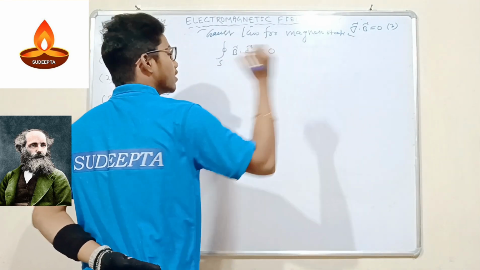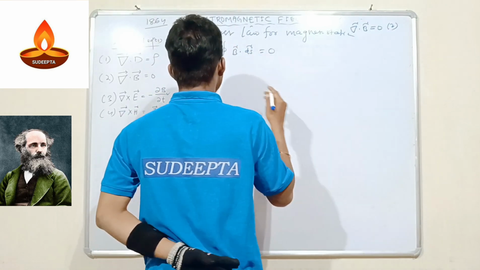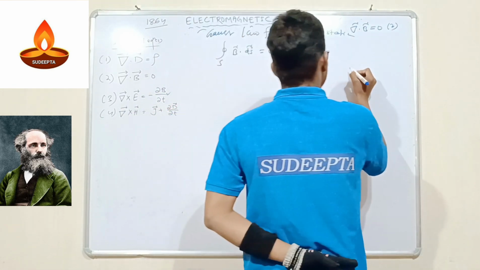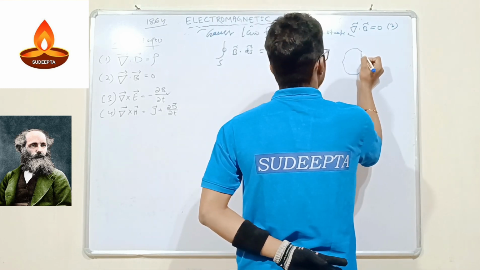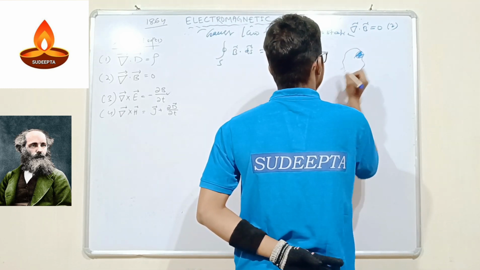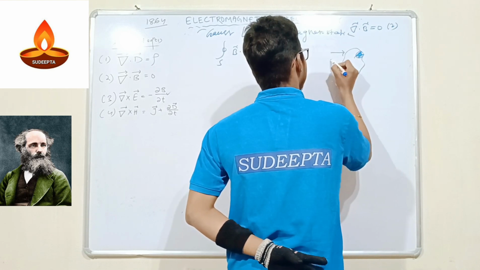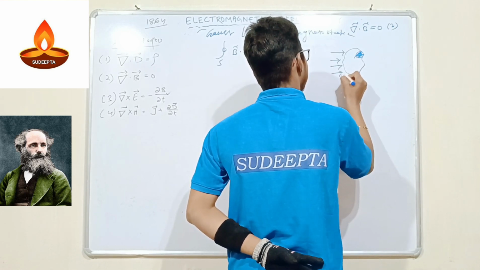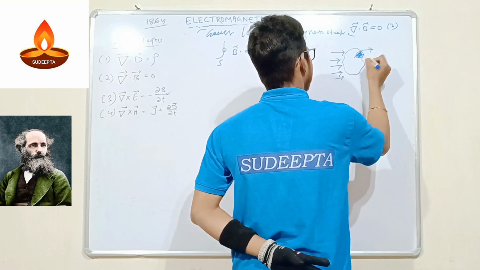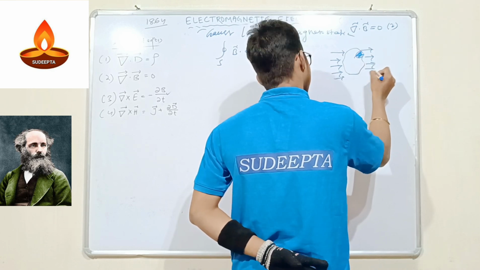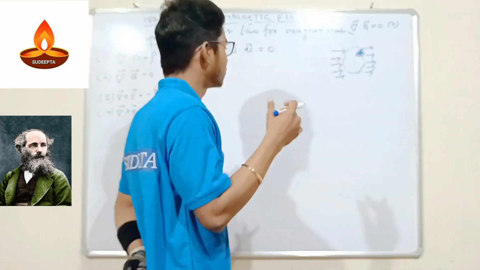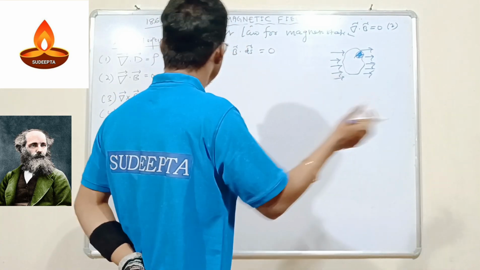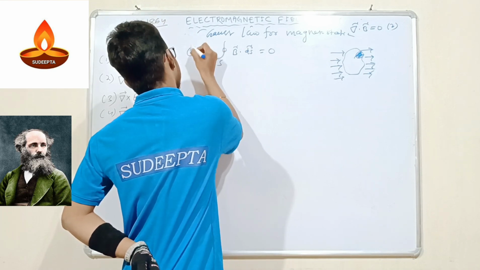So it is B dot dS. What happened here? Let's say this is a closed surface, and this part we call dS. Let's say 5 magnetic field lines pass in, and all the 5 magnetic field lines will also pass out, because there is nothing inside in between. That's why the magnetic flux inside is always 0. It is also called the magnetic flux is 0.